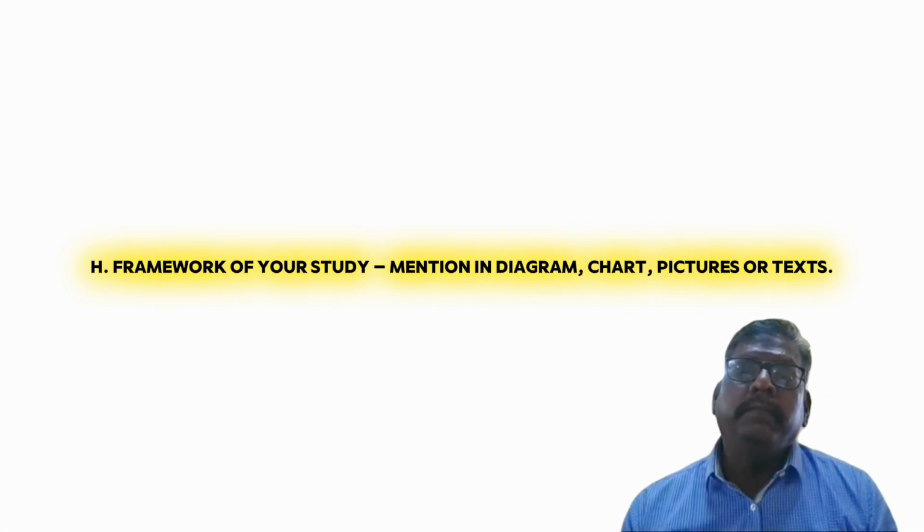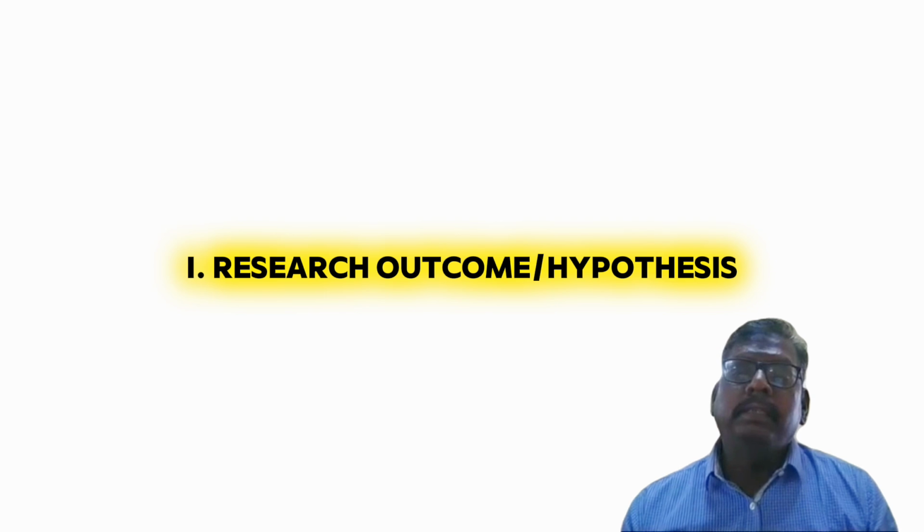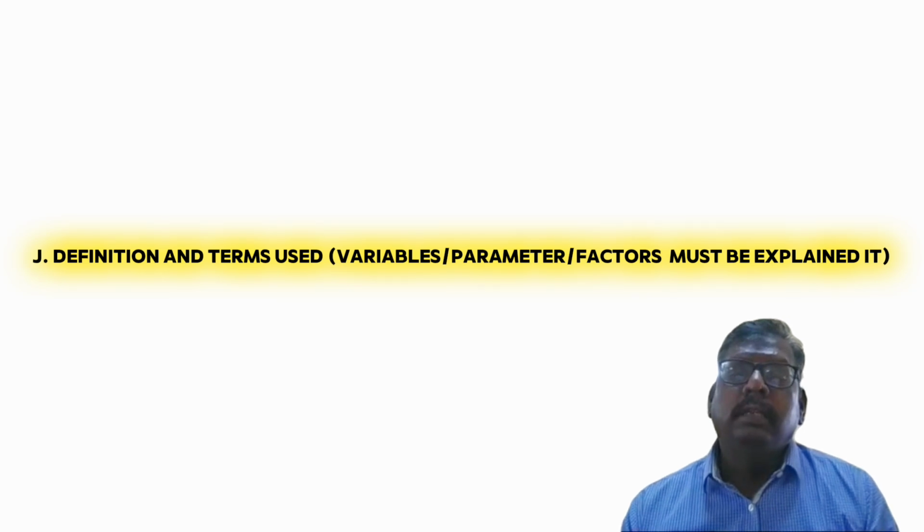Those can be explained in the form of a diagram, chart, pictures, even in the form of text. Then the research outcomes, that is, the hypothesis. The important hypotheses you have to mention there. Then the definitions and terms used. That means what the variables, parameters, and factors are, and all those should be mentioned there and explained clearly.